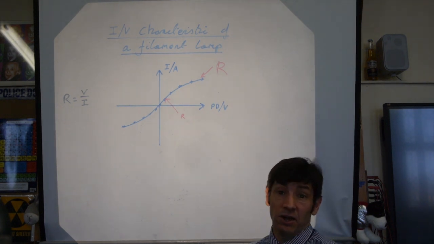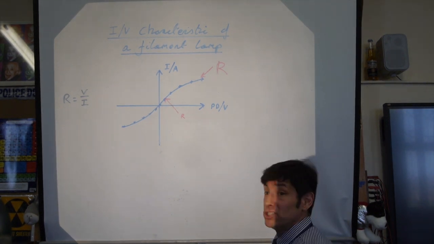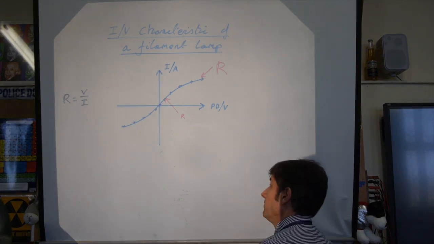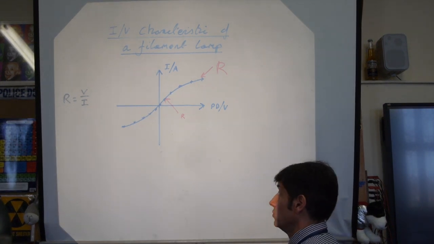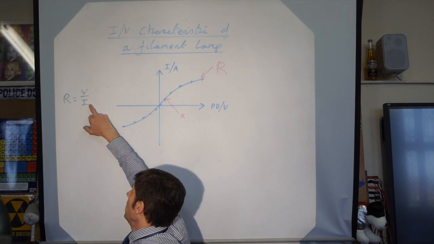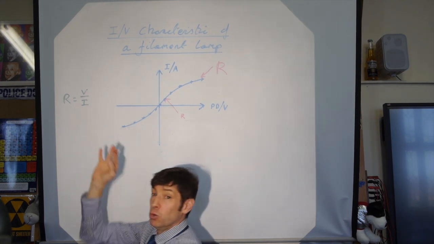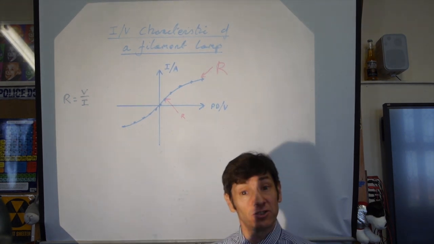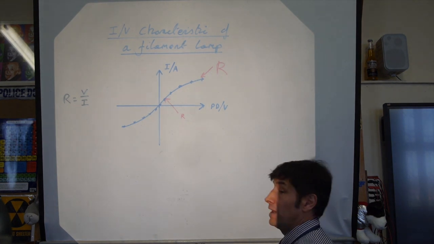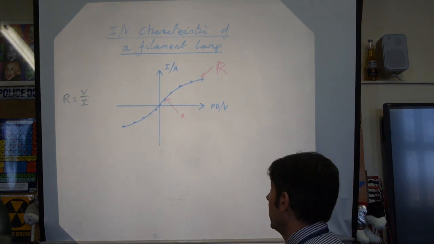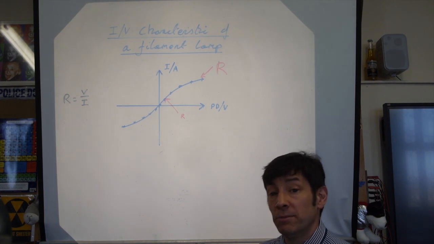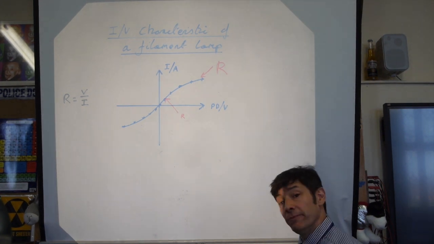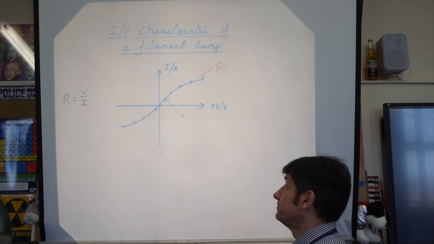Well, the first thing you need to know is the filament lamp is not ohmic. It doesn't obey Ohm's law. And Ohm's law says that V divided by I, the ratio of V to I, is always constant. And it is in a fixed resistor. It's not in a filament lamp. So we need an explanation of that. And the explanation is quite simple. We did something we shouldn't have done. We mixed our variables up.